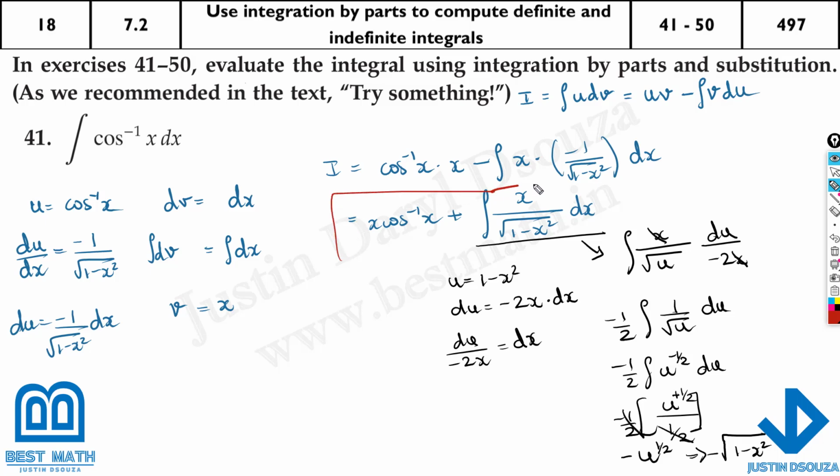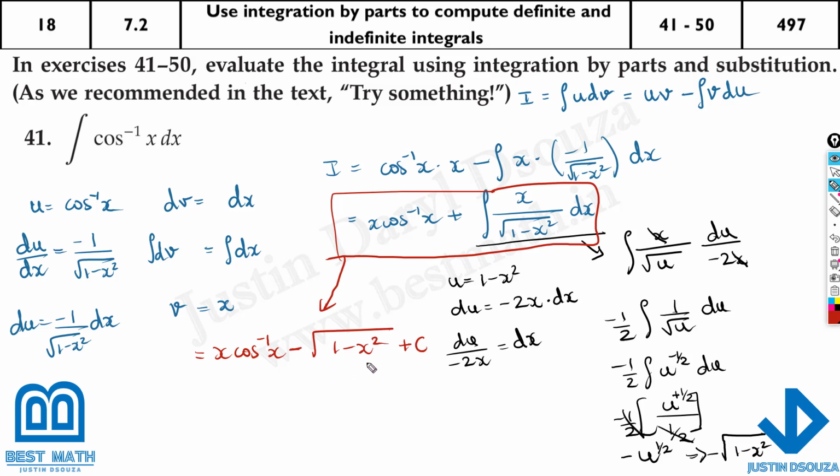Now the entire thing, what is there, I'll continue over here. That is going to be x cosine inverse x plus, but it's minus here, isn't it? Why? Because we got minus. So I'm just going to plus into minus. It'll be minus square root 1 minus x squared. Now plus c. After the entire integration is done, we can just write this plus c. So now this is the final answer.